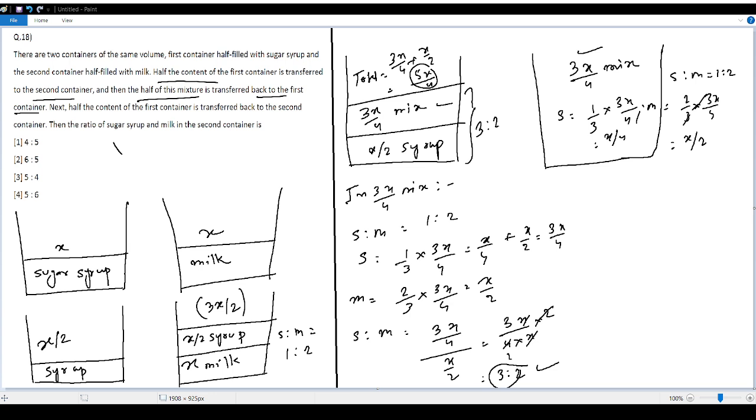Okay. So now what is the question? The ratio of the sugar syrup and the milk in the second container. So in the second container, what is the amount of the sugar syrup? 5x by 8. What is the amount of milk? 3x by 4.